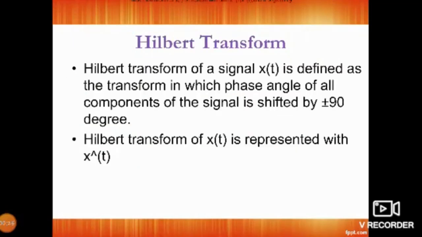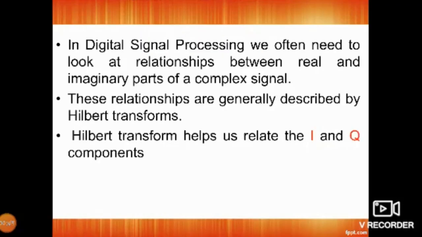So first, Hilbert Transform. The definition of Hilbert Transform is: consider one signal x of t that is defined in time domain. Here the phase angle of all components of the signal is shifted by plus or minus 90 degrees. Let the signal be represented x of t, with x cap of t as its Hilbert Transform.